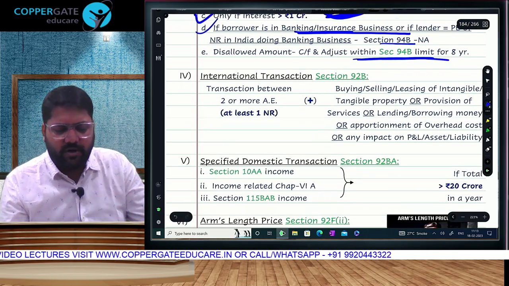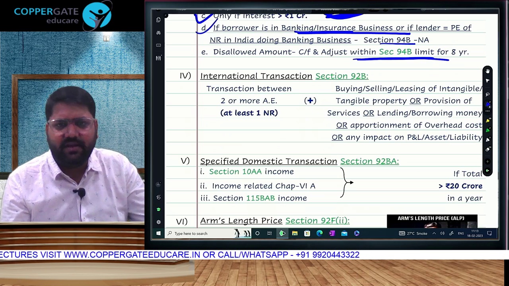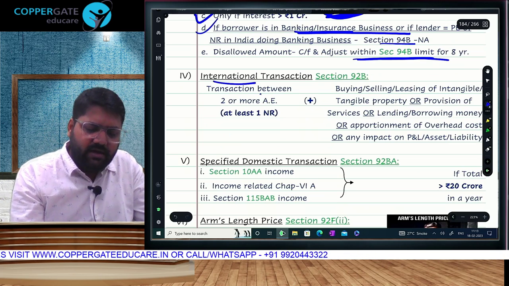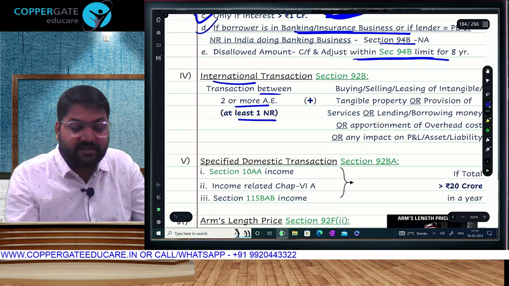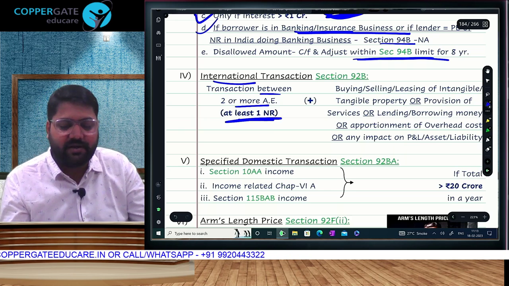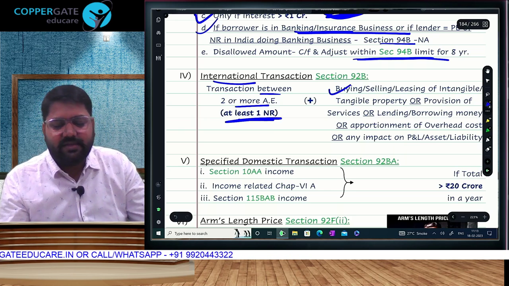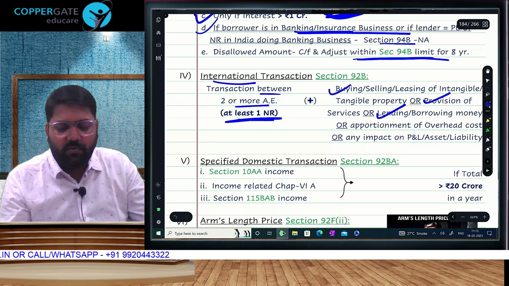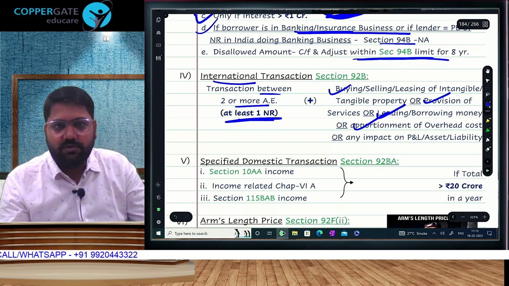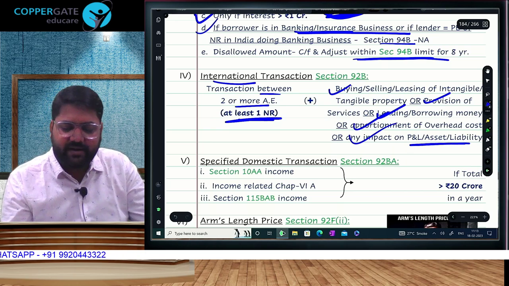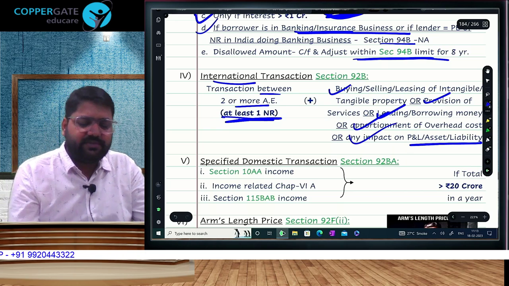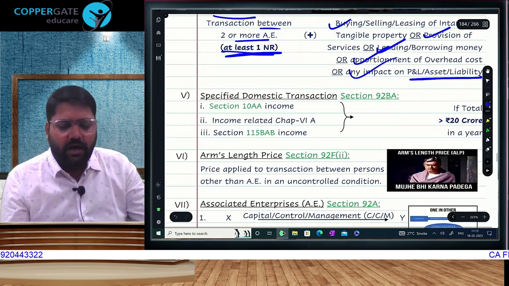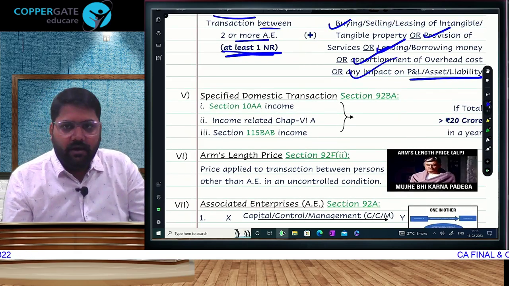Now that the general points are over, we go one by one and learn the definitions. So, very easy. International transaction: it has to be between two or more associated enterprises with at least one non-resident. Otherwise, how will it become international? It can be buying, selling or leasing of tangible or intangible property, provision of services, lending or borrowing money, apportionment of cost, overhead cost, and any impact on your final accounts. If there is at least one non-resident, then it will be treated as an international transaction.